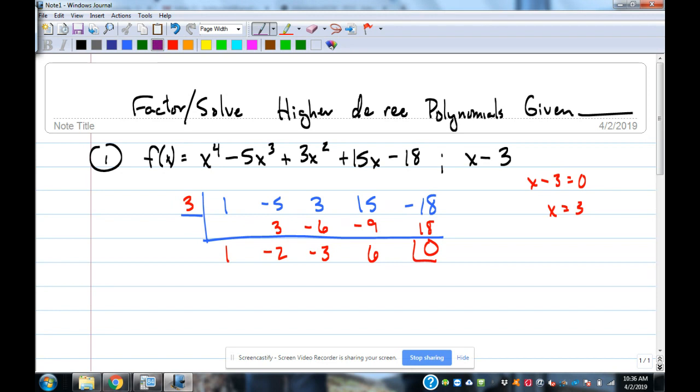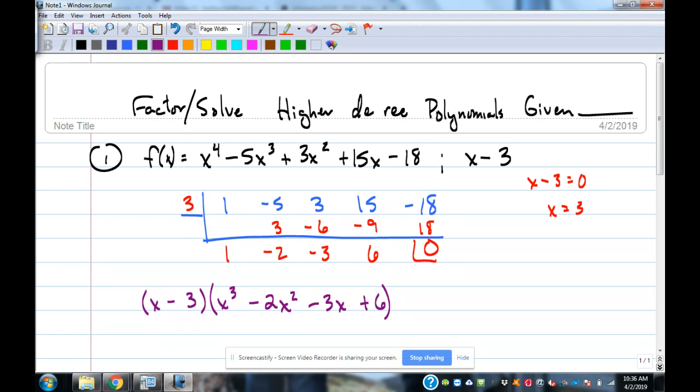Now, here's what happens with that. It breaks down a polynomial that's fourth power how many times? How far does it go down? Well, we divided by an x to the first, so it's going to be x to the third. So this becomes x to the third minus 2x squared minus 3x plus 6. So what we're doing is we're factoring this polynomial. Here's the factor they told us about.